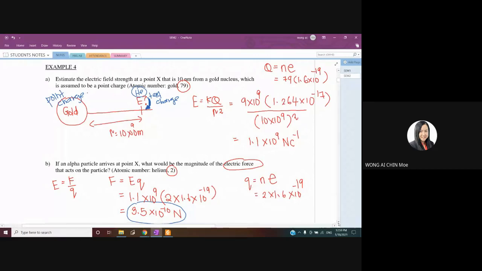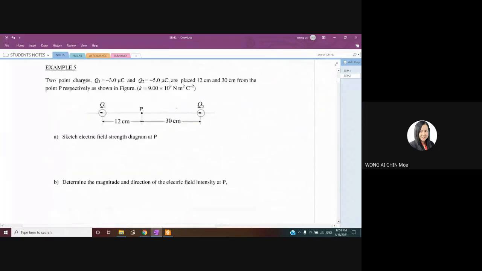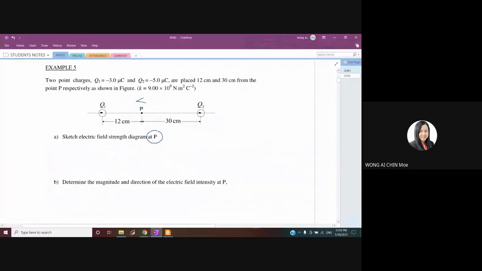Okay, next question is number 2. Example number 5. Here we have 2 charges and 1 point. The question asks us to sketch the electric field strength diagram at point P. So point P is our superstar. This is the point that we want to find, the electric field experienced by this point P.